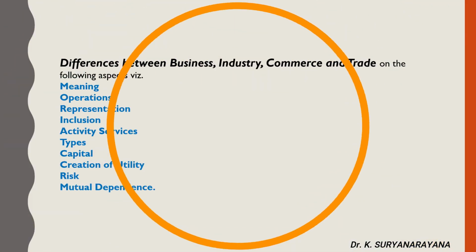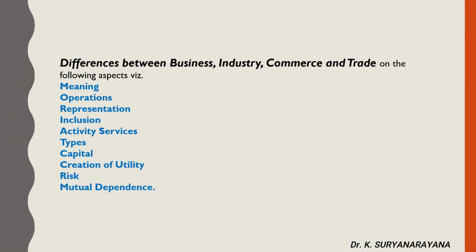Relationship and differences between business, industry, commerce, and trade. So this is very important. Here we have around 10 aspects. Each and every aspect let us study with respect to business, industry, commerce, and trade. So here, for example, trade, industry, and commerce are closely related with each other. They are interrelated.